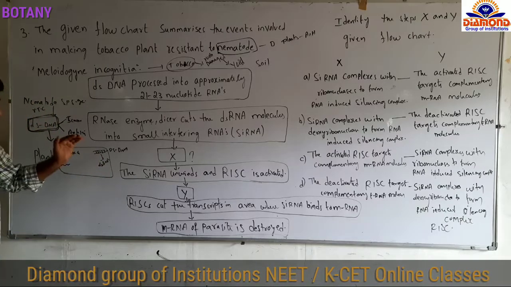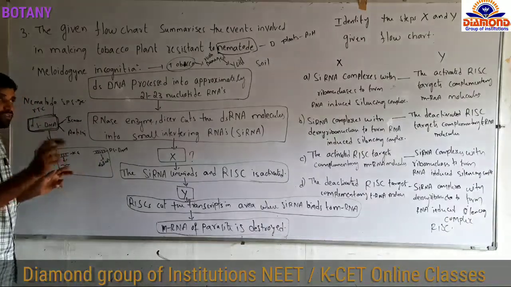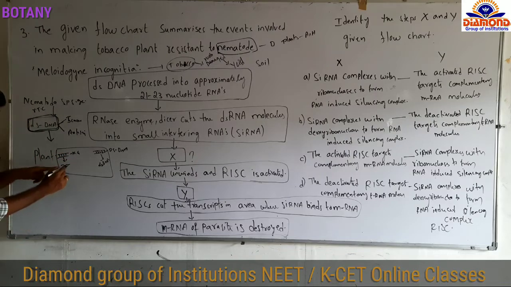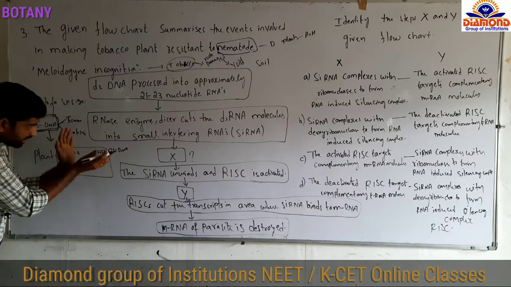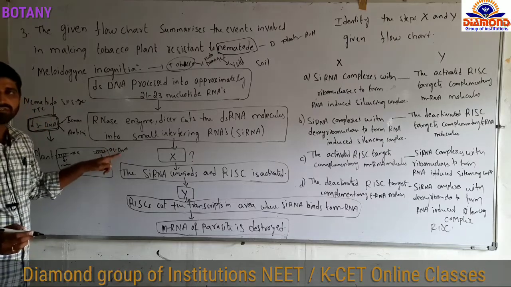So after the formation of this double-stranded RNA from the nematode specific gene, don't get confused here. The nematode specific gene in the construct can produce the double-stranded RNA, and the nematode's own gene can produce the single-stranded RNA. So the concept we are going to discuss now is this double-stranded RNA developed from the nematode specific gene.